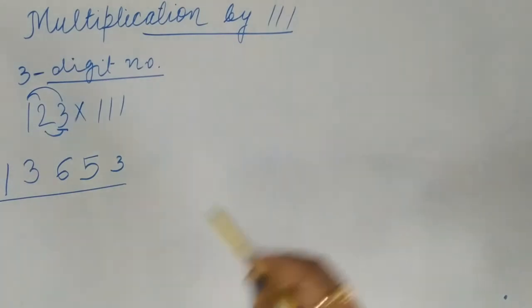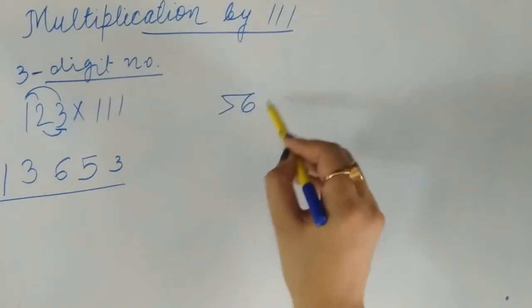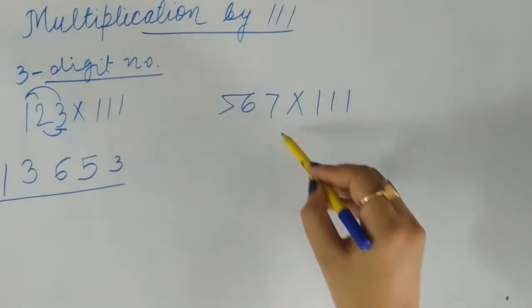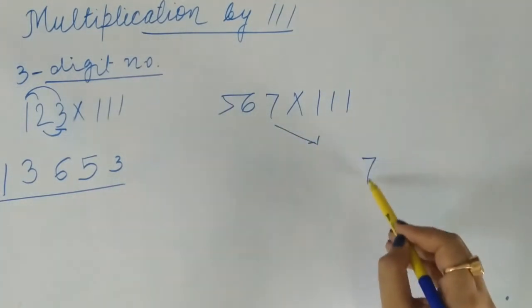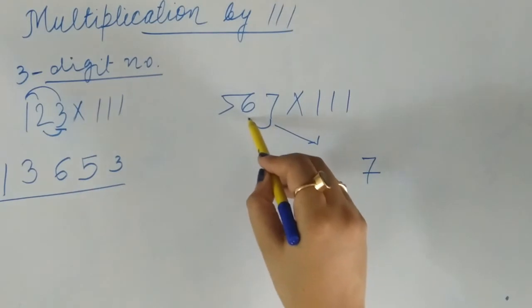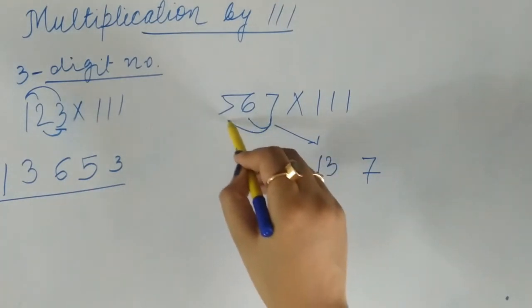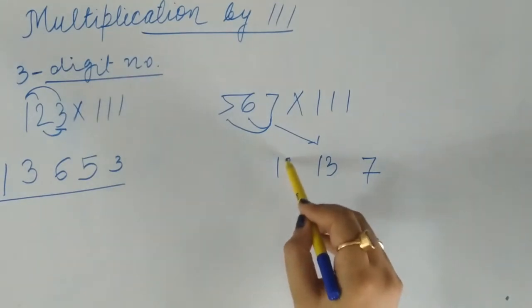Let's take another number. Say we have 567 multiplied by 111. So what we have to do, we'll start here. We'll write here 7. We'll add this in pair. This will give us 13. We'll add all 3 digits, which will give us 18.